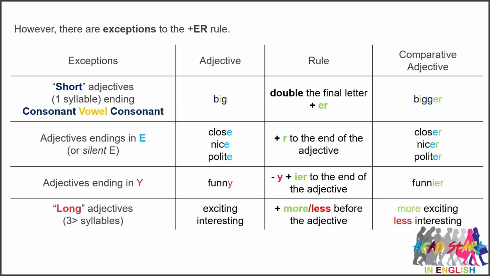Closer, nicer, politer. Adjectives ending in y, funny. We take away the y and we add i-e-r to the end of the adjective. Funnier. Now these three lines, you'll notice a pattern. They're still having the er ending that is so familiar. They're just slightly different spellings. Long adjectives, 3 or more syllables, are slightly different. Long adjectives might be exciting or interesting. With these adjectives, we add more or less before them to give us more exciting, less exciting, more interesting, less interesting.